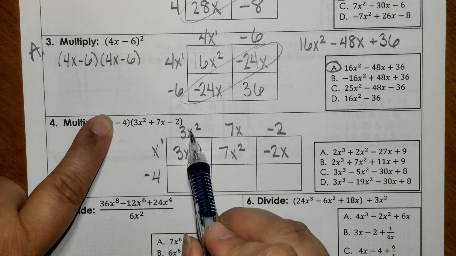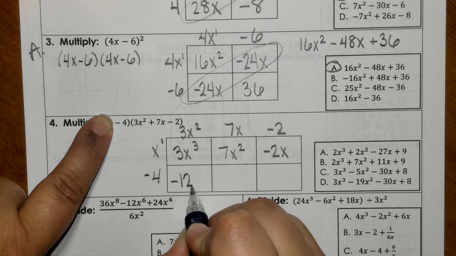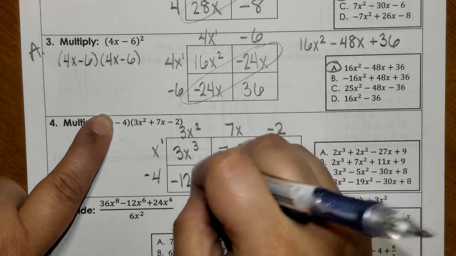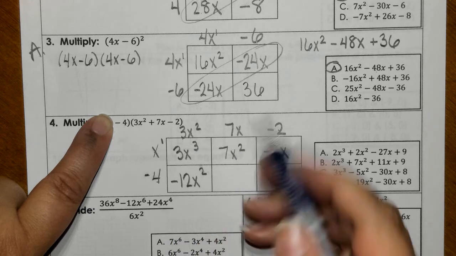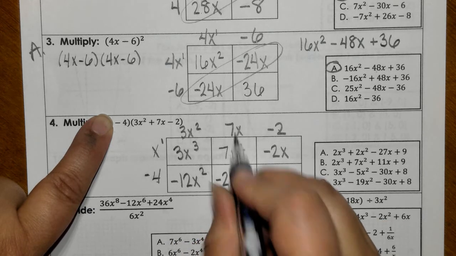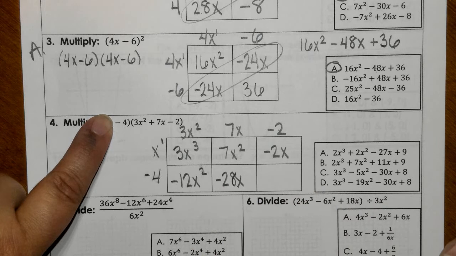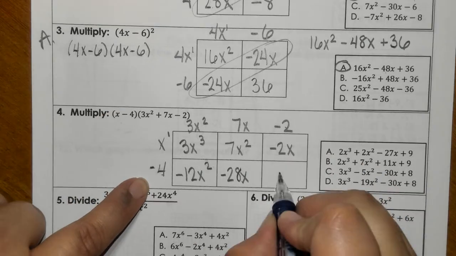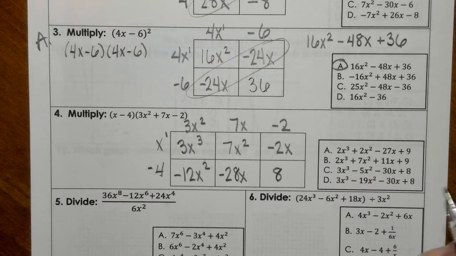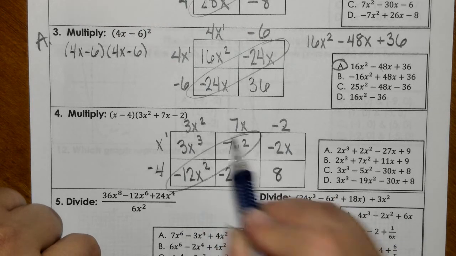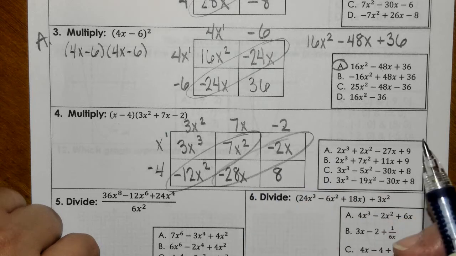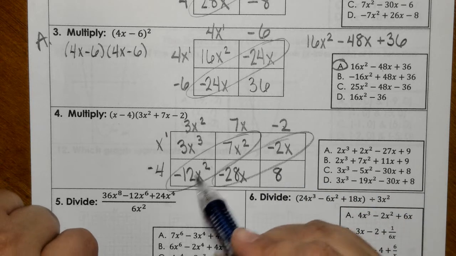So negative 4 times 3x squared is negative 12x to the second power. Negative 4 times 7 is negative 28. Bring the x down. And then negative 4 times negative 2 is 8. So now, check our diagonals. Do they match? Yes. Both have x's, both have x squareds.